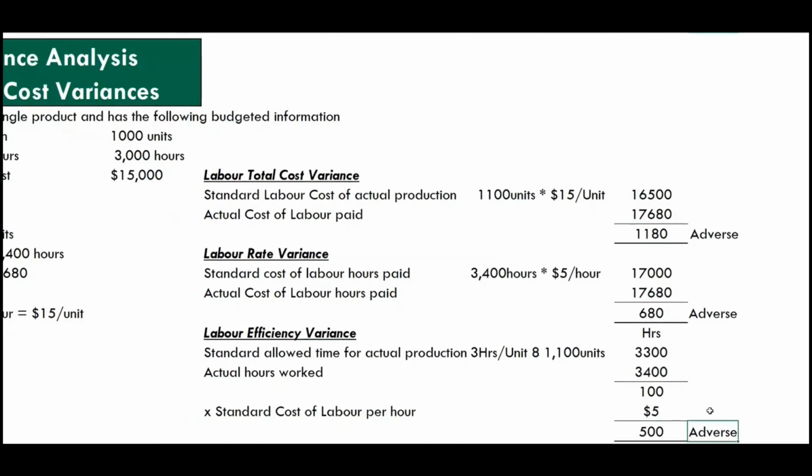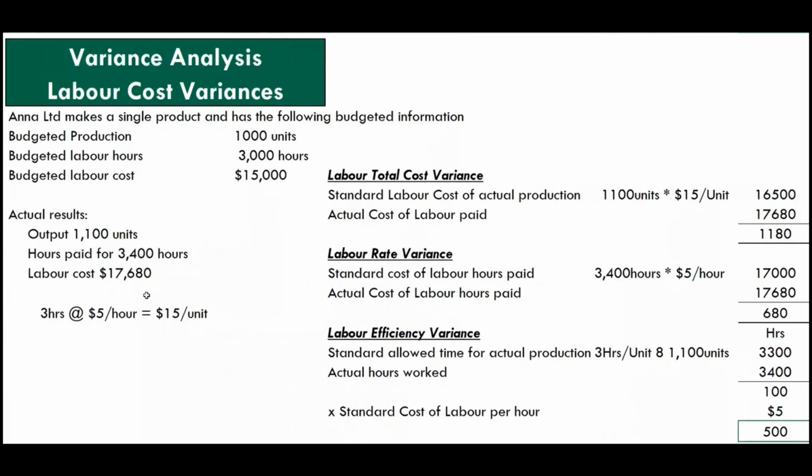From here, just like I explained earlier, the labor total cost variance can actually be sectioned into these two. So by the time I sum 680 adverse plus this 500 adverse of efficiency, we have the labor total cost variance. What are situations where our hours paid is different from hours worked? People can only work for lesser time. We don't expect that hours worked will be higher than hours paid. So normally the usual situation is to have hours worked being lower than hours paid.